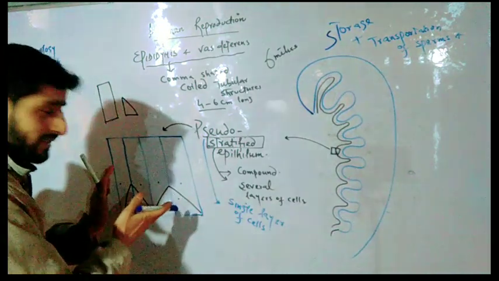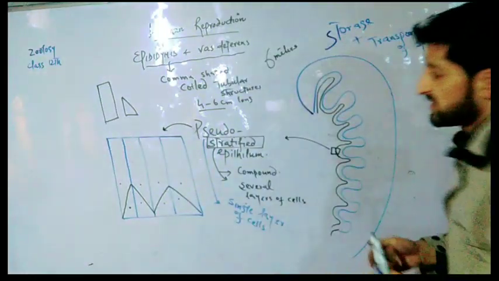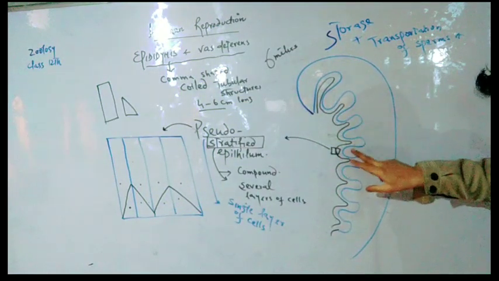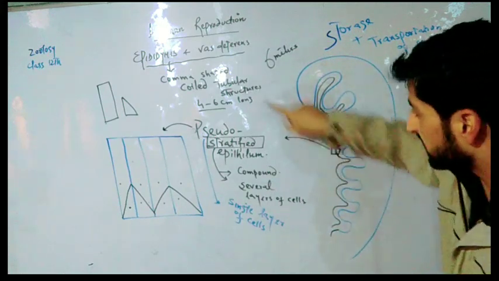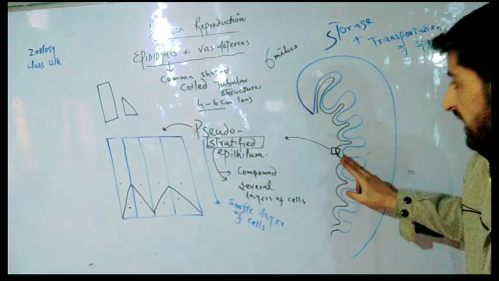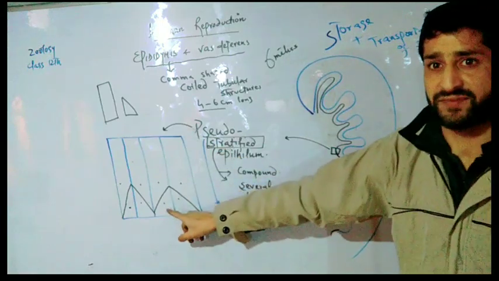You have studied it in class 11th. You can check the 11th textbook and study more details about pseudostratified epithelium. Right now, my concern is that this comma-shaped structure attached with the testicle, called epididymis, has a wall that is made of pseudostratified epithelium.